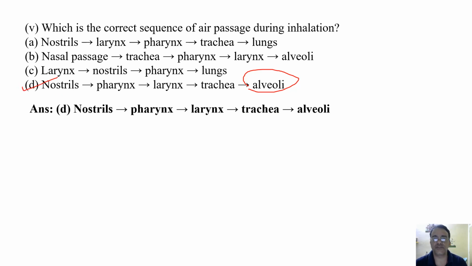And this is the last question of this case study question. Now we'll see the next case study question in the next one, right?